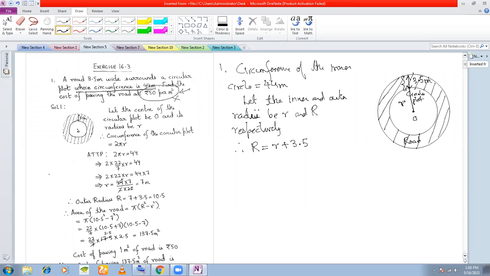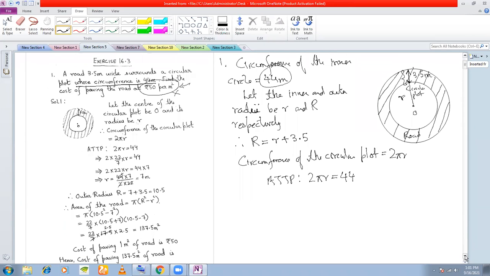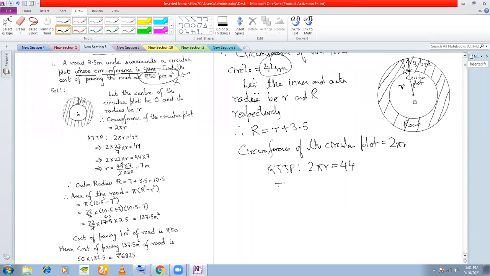Circular plot whose circumference is 44. So the circumference of the circular plot is 2 pi r. And according to the problem, what is 2 pi r equal to? 2 pi r is equal to 44. So from here we can find out the radius. Because no value of pi is given, you can take pi is equal to 22/7.